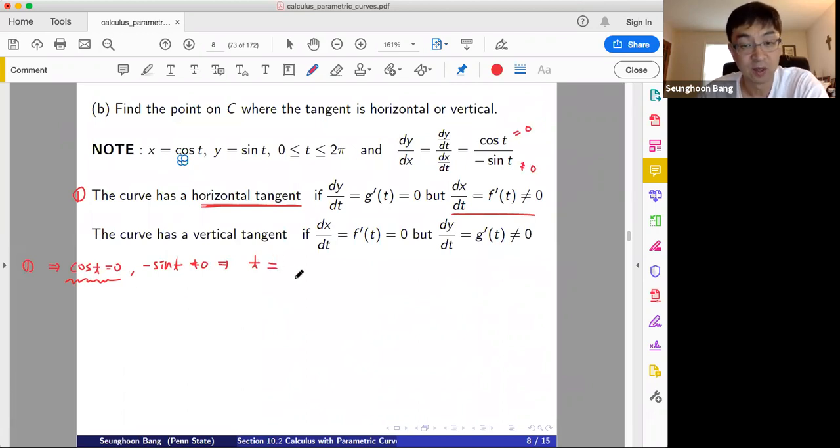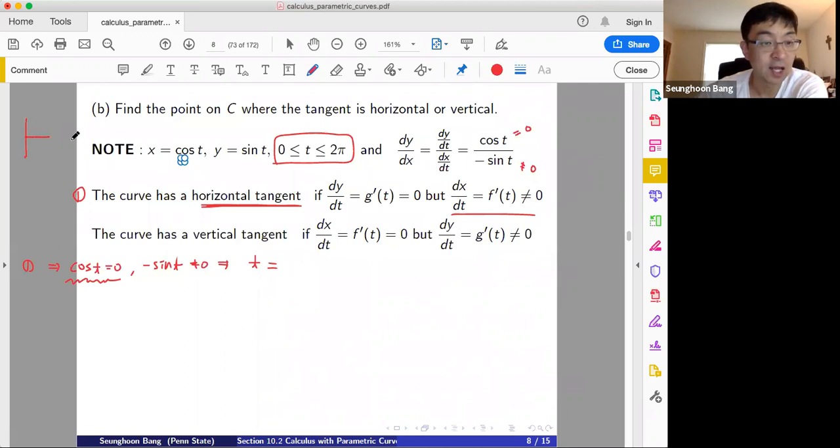What's t? The t is between 0 and 2 pi. This is the domain. Could you write your answer on the chatting board? The cosine of t equal to 0. What is t? Pi over 2 is right. Only 1 point, pi over 2. The 3 pi over 2 is right. So yes, we have 2 points here.